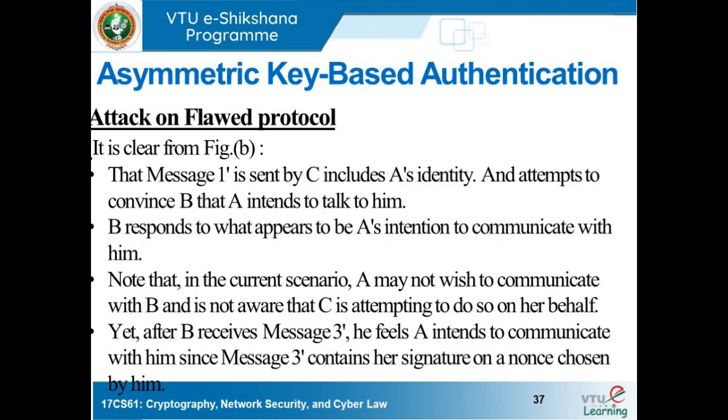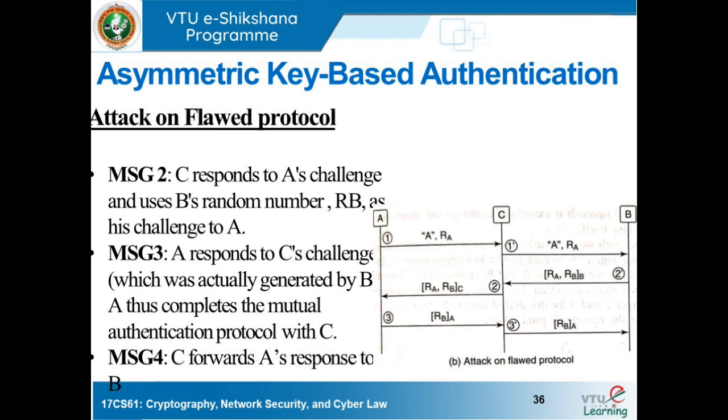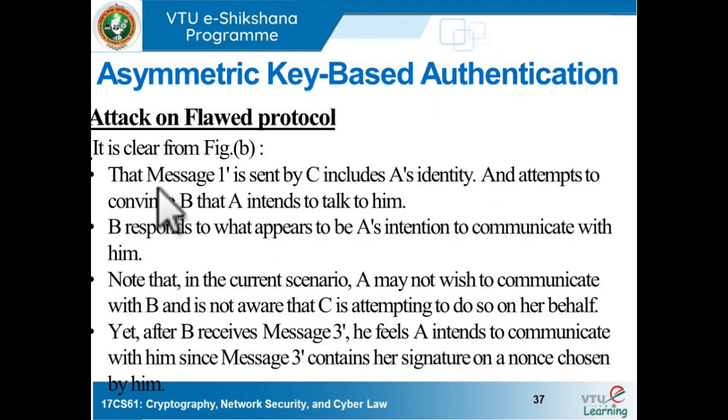Now what is exactly happening in this situation? Over here we understand from this particular figure, that message 1 is sent by C and includes A's identity, and attempts to convince B that the message is actually coming from A.